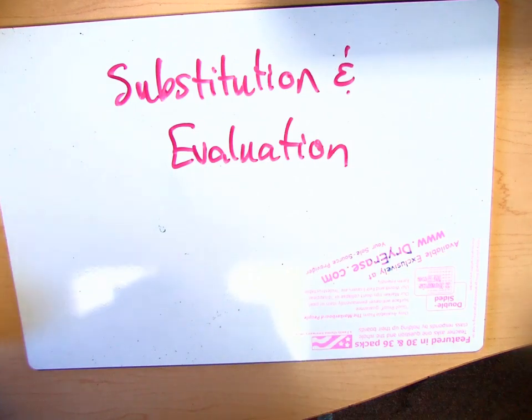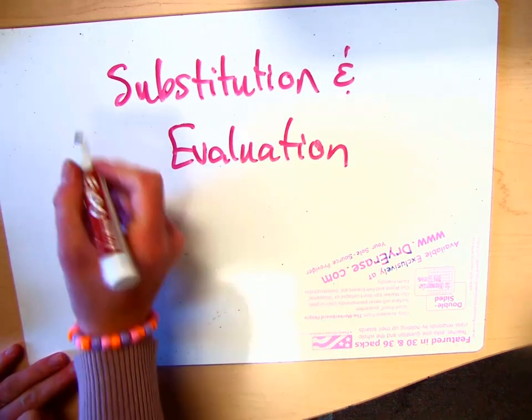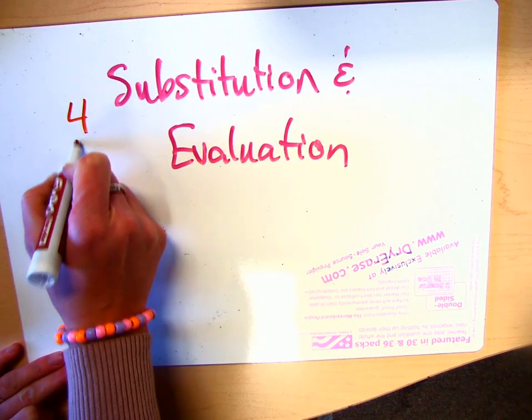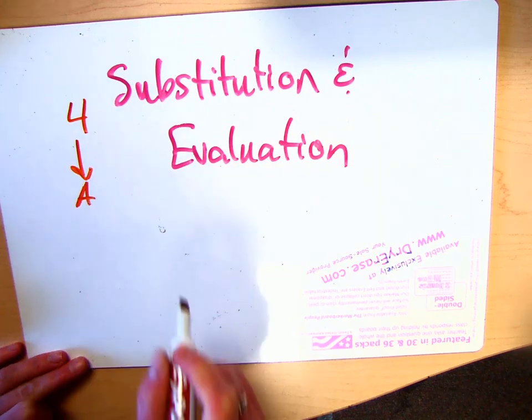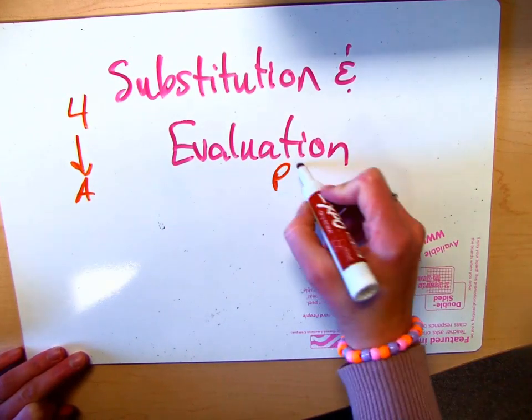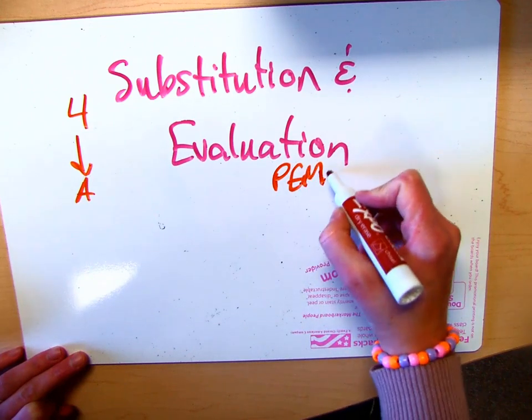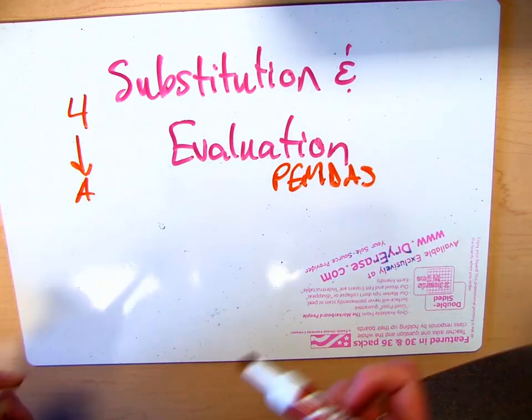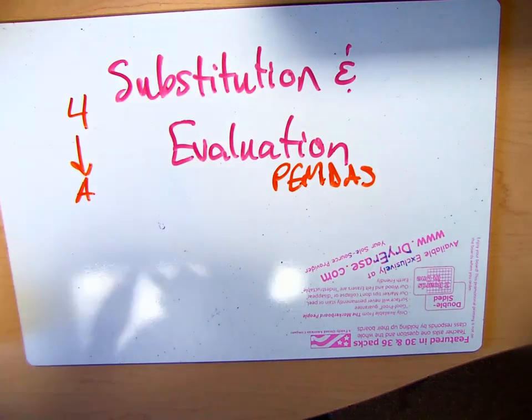In this lesson we are going to learn about substitution and evaluation. Substitution is just a fancy way of saying that we are going to replace a letter with a number, and evaluation just means that we are going to use order of operations, also known as PEMDAS, in order to get the answer. So let's take a look at a couple examples.